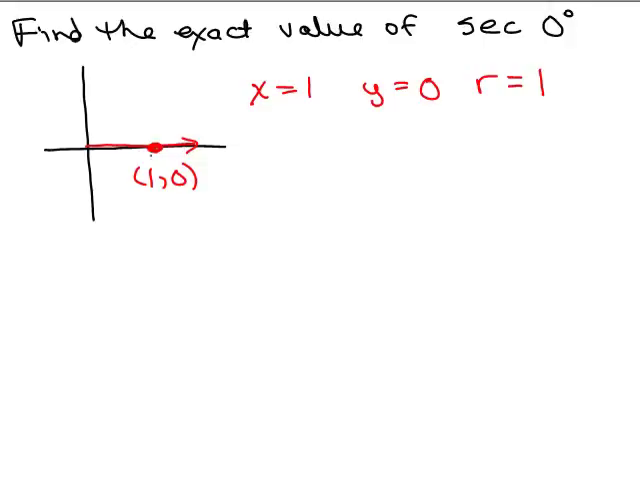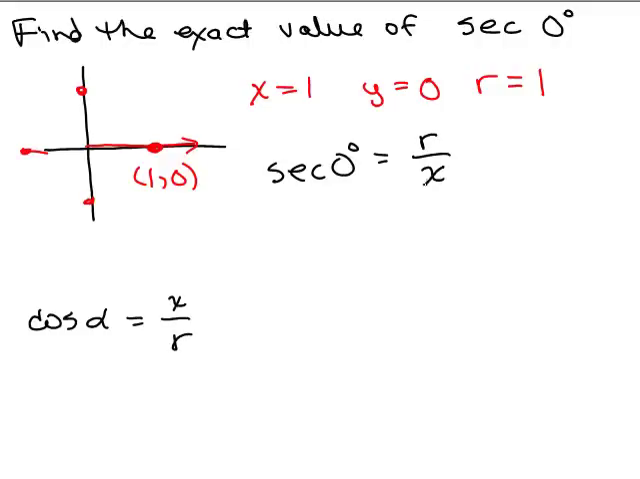Remember, if we always choose one of these points here, either (1, 0), (0, 1), (-1, 0), or (0, -1), then r will always be 1, because they'll all be one space away from the origin. So what is the trig ratio for the secant? Right now, this is how I think of it. It's the reciprocal of cosine. I always remember that the cosine of an angle is x over r, so that means the secant is r over x. So in that case, we would have 1 over 1, and that's 1. So the secant of 0 degrees is 1.